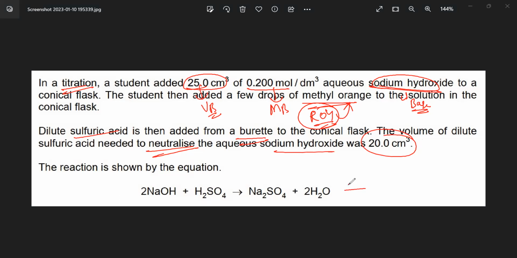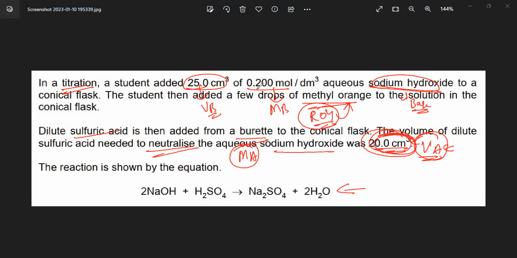So now the entire equation is here in front of you, and you already know that 20 cm³ volume could neutralize the base. This much acid was taken to neutralize the base, so this becomes the volume of acid, right? This is your volume of acid. So it is very clear, we have to find the molarity of acid here, right? So how do we do that now?